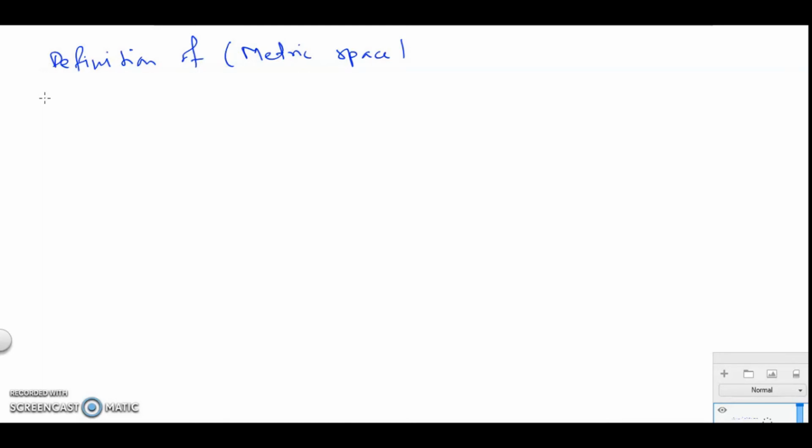The definition is: let X be any non-empty set, because we need points to study the notion of distance. Without any points, how can we say anything about distance? So first of all we have to consider a set which is non-empty. Now define a function.